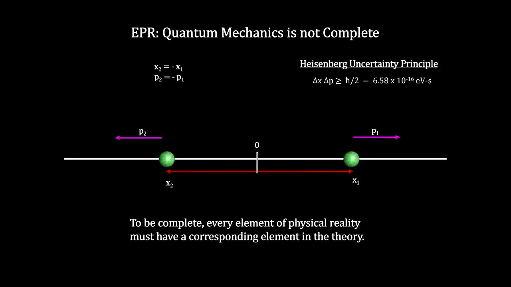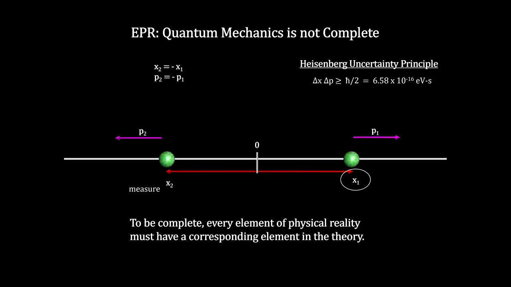Heisenberg's uncertainty principle rules out the ability to measure these two quantities at the same time for any one particle, because interacting with one of these properties impacts the ability to measure the other. But according to Einstein, measuring x2 allows us to predict x1, and measuring p1 allows us to predict p2. With this, we can know both the position and momentum of both particles at the same time. According to Einstein, this is how a complete theory would work.